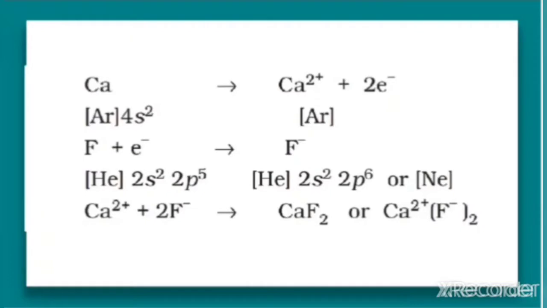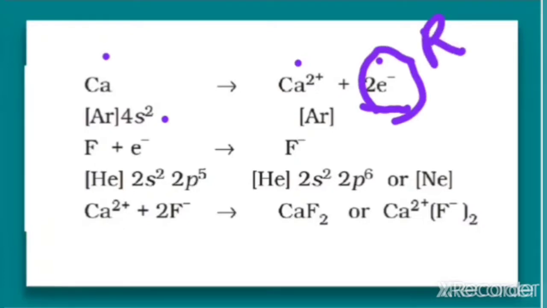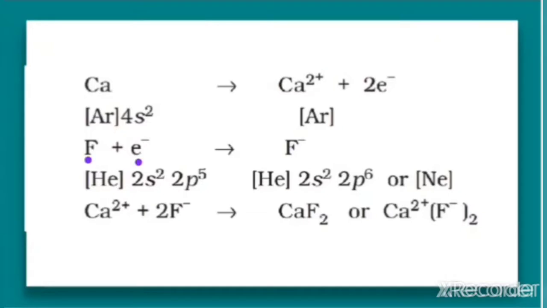Calcium belongs to group 2. It has 2 electrons in the outermost shell, so it loses 2 electrons. Look at the equation, how it is written. Ca gives rise to Ca2+ plus 2 electrons. When the electron is written on the right side of the equation, it shows that it is given out. When the electron is written on the left side of the equation, it shows that it is gained. So in the case of fluorine, F plus electron, that is F gains the electron to give F negative.